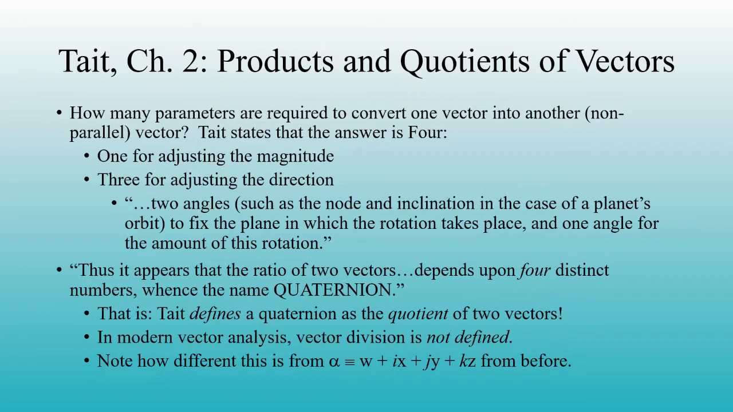This conversion process can be done either by multiplication or, get this, by division. Okay? He defines a quaternion as the quotient of one 3D vector divided by another. Okay. I was quietly stunned when I first saw this. In modern vector analysis, vector division is not defined, something that I will prove in the episodes ahead. Tait replies, no, division of one vector by another is perfectly well defined. It simply requires 4 dimensions.